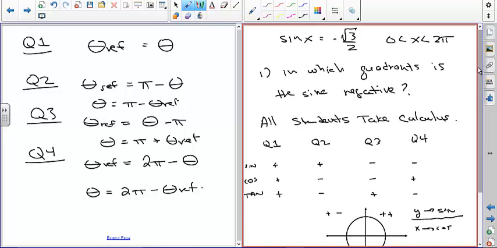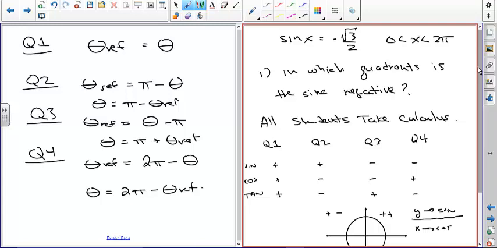let's see, who am I going to ask here? Jacob. So in what quadrants is the sine negative? Yep. Okay, so we know that our solutions are going to be in the third and fourth quadrants.